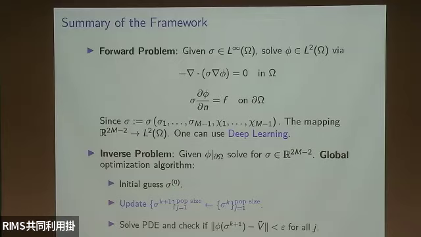So what we did, instead of using the usual framework where the deep neural network maps x to phi of x, is to map the parameter space to the solution space.